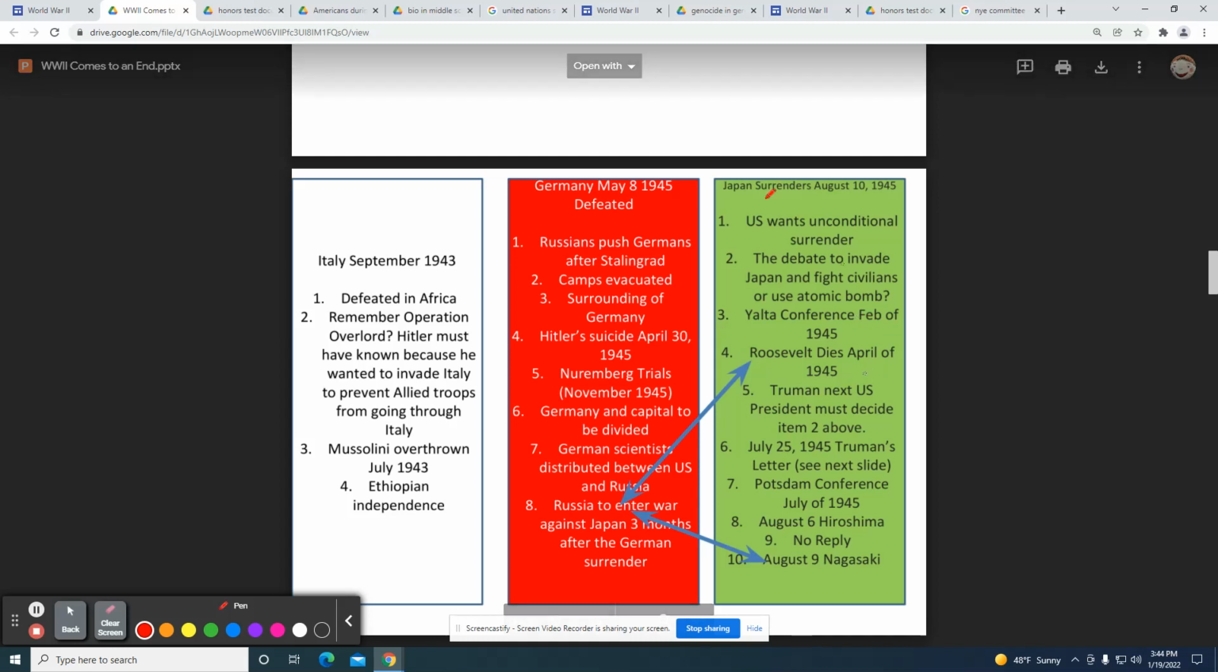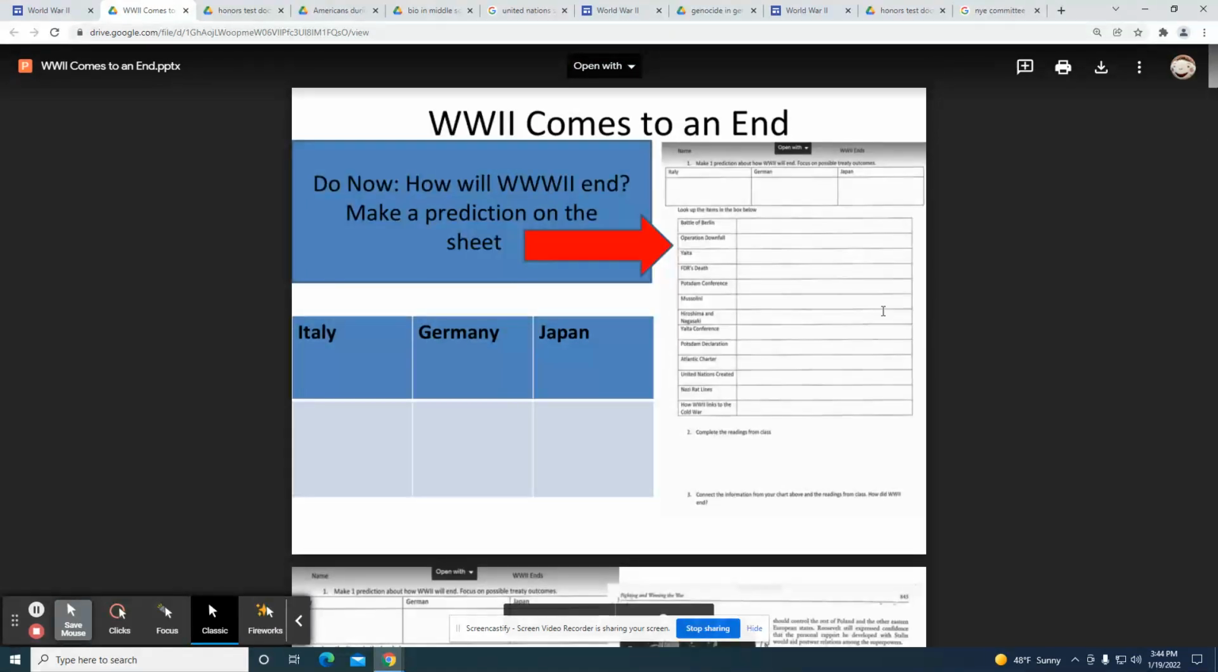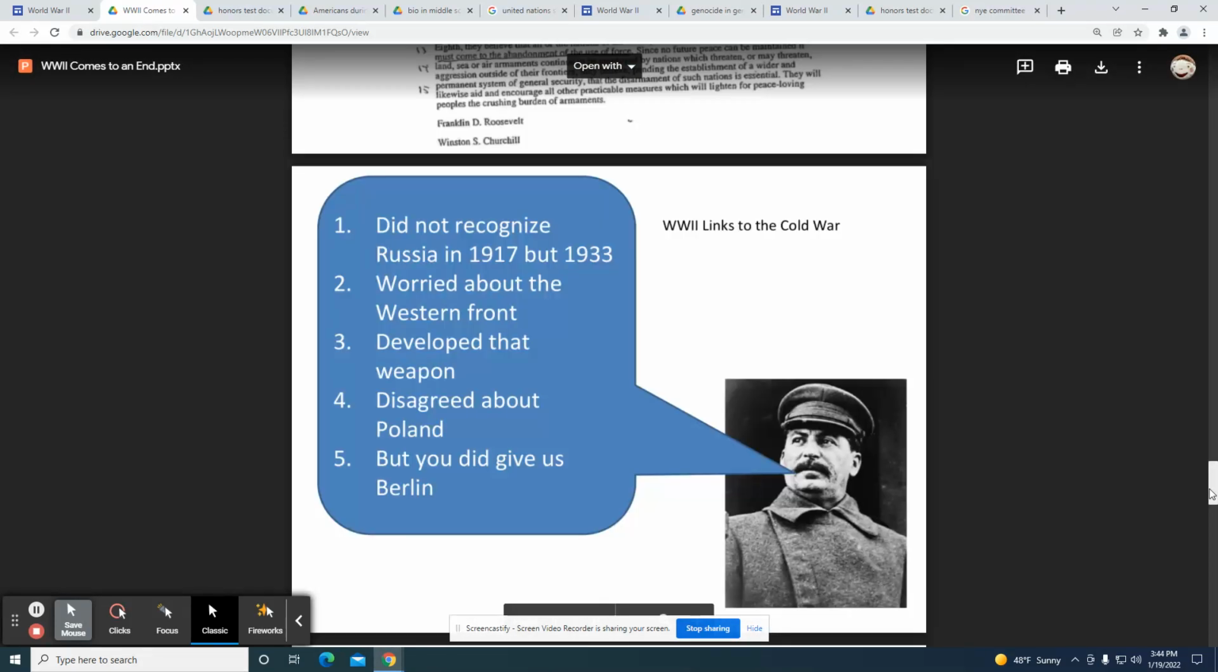And then when we look at Japan, we see that the US wants the unconditional surrender, that we're having a debate about invading, the difference between the Yalta and the Potsdam Conference, as well as the letter that we looked at, the Potsdam Declaration, which would be different from the Potsdam Conference. So you can simply go back to your notes in class, this particular chart right here, having an understanding of those definitions.